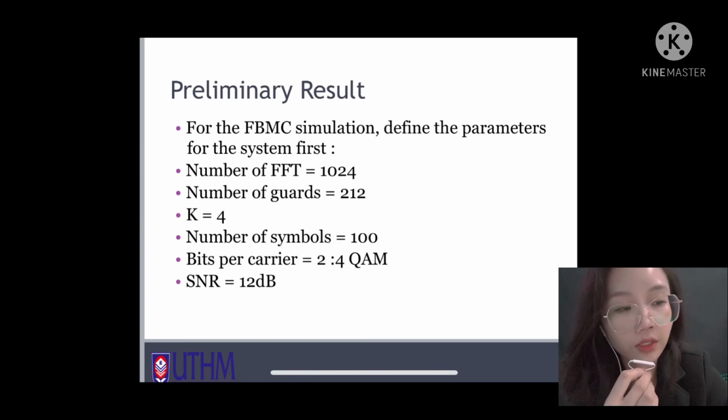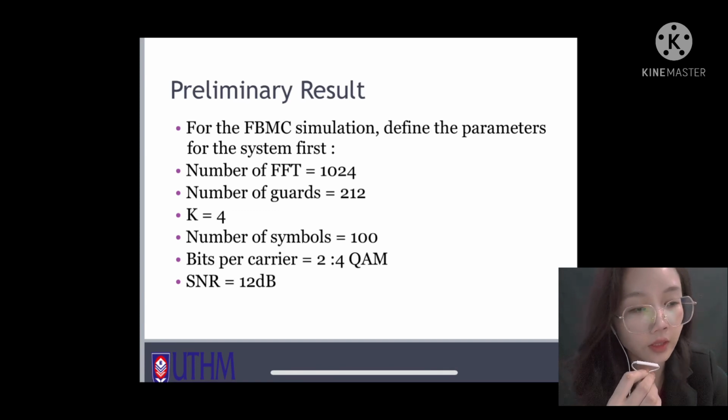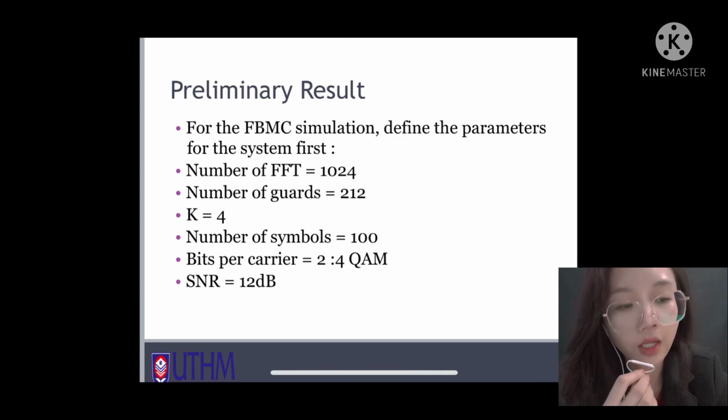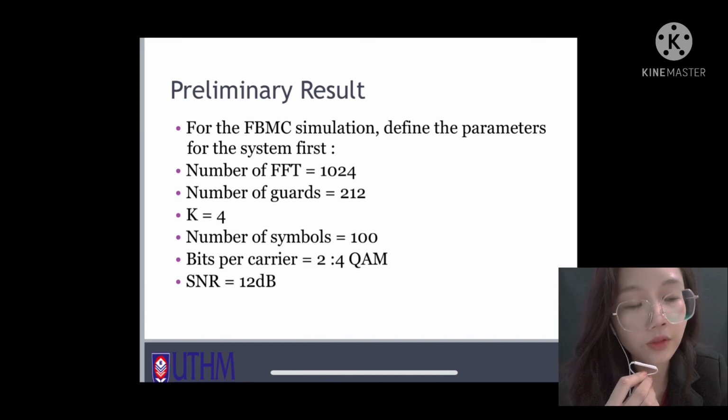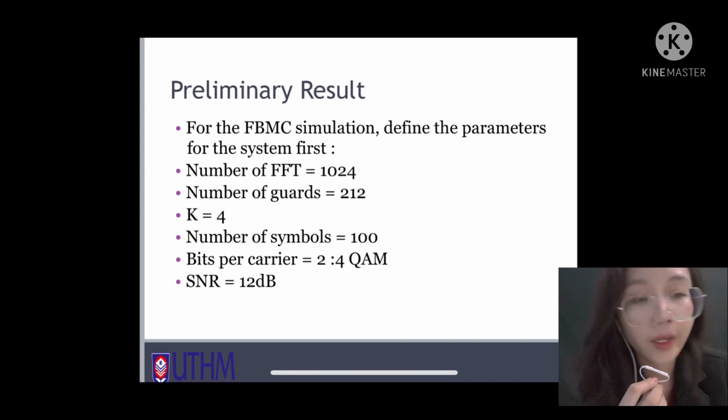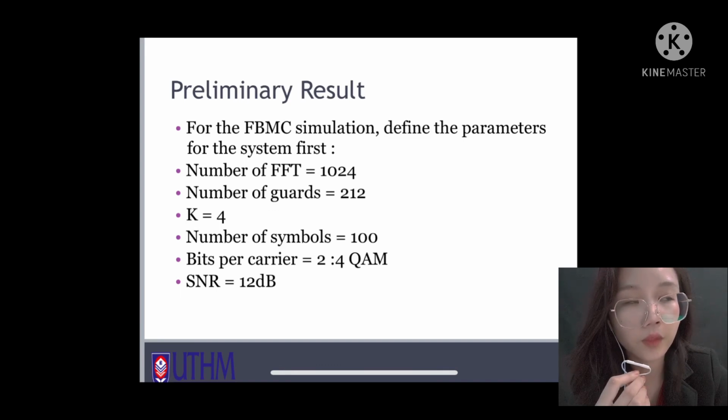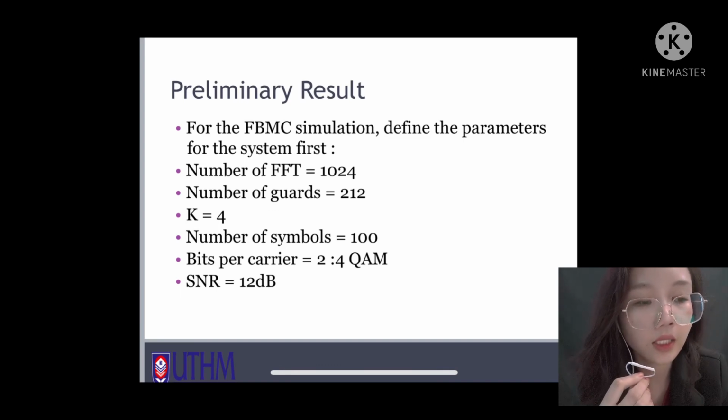These are just the parameters of the system. The number of FFT, number of guards, K, and number of bits per carrier have already been decided. The number of symbols will be changed, depending on the result and performance.